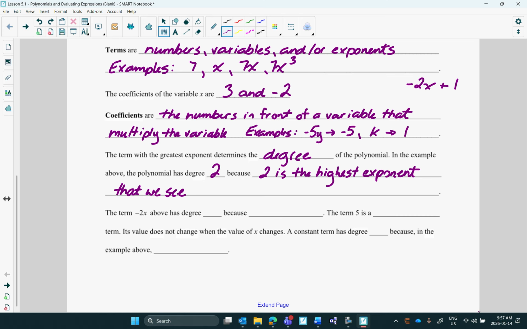Can I write this using an exponent? X is the same as x to the 1. So technically, I could write it like that. So if you don't see an exponent, if you just see an x or a y or an a or a b or whatever, it's always degree 1. Because -2x means the same thing as -2x to the first.